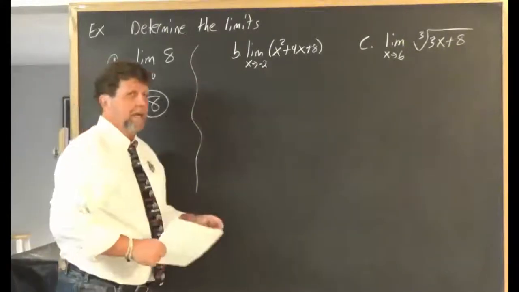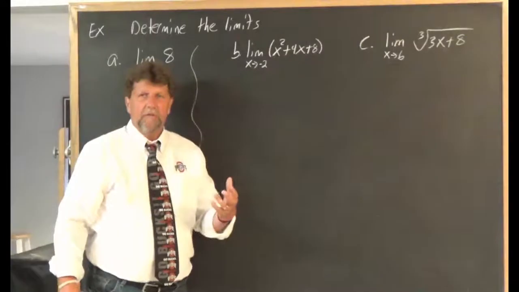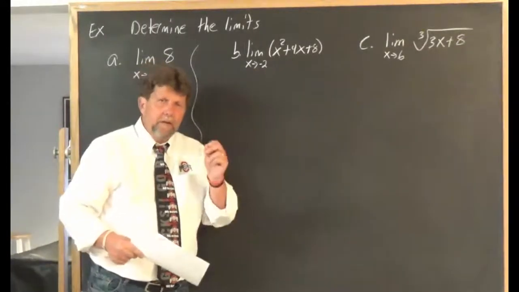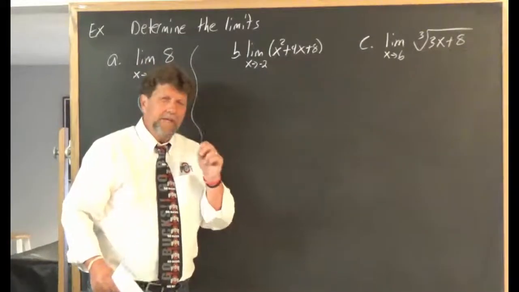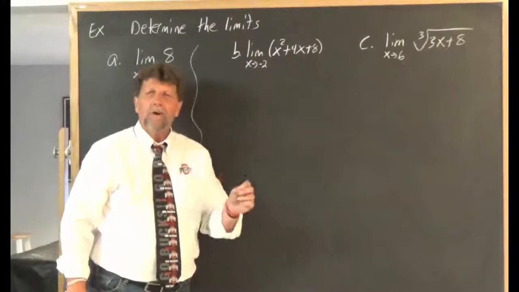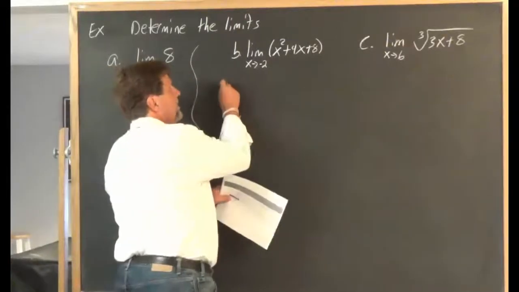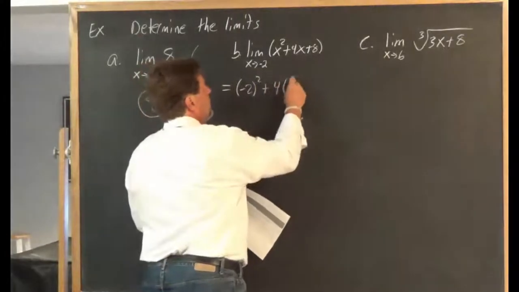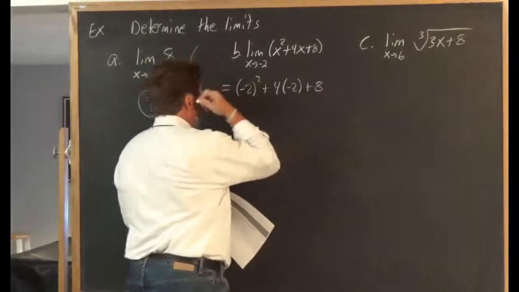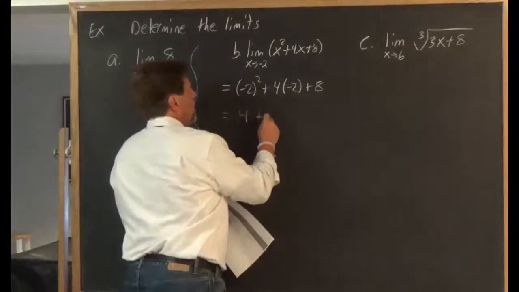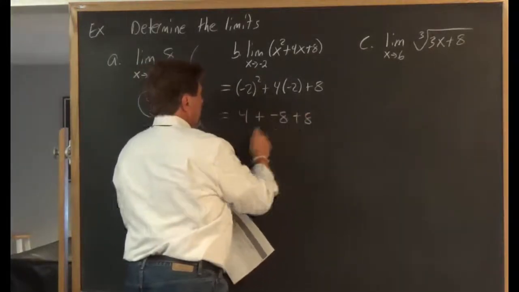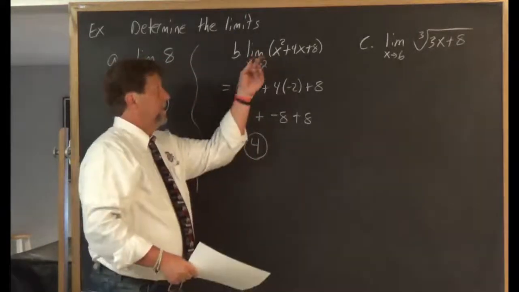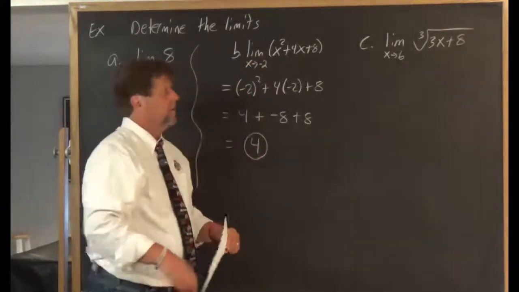Okay, part B. This is where we get to what I call the substitution principle. Try substitution. See if it works. Make that your first thing to do when asked to find a limit. Just try substitution. So here if we substitute, we get a negative 2 squared plus 4 times negative 2 plus 8. So that's 4 plus a negative 8 plus 8 gives us a 4. It worked. This limit is 4.